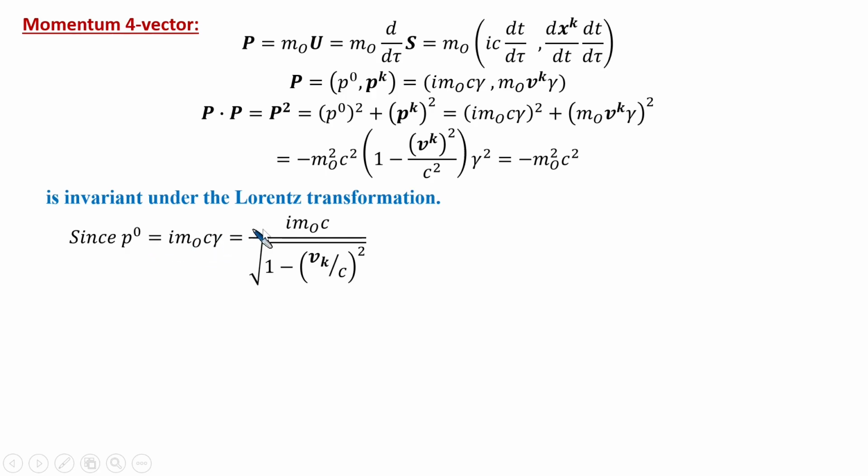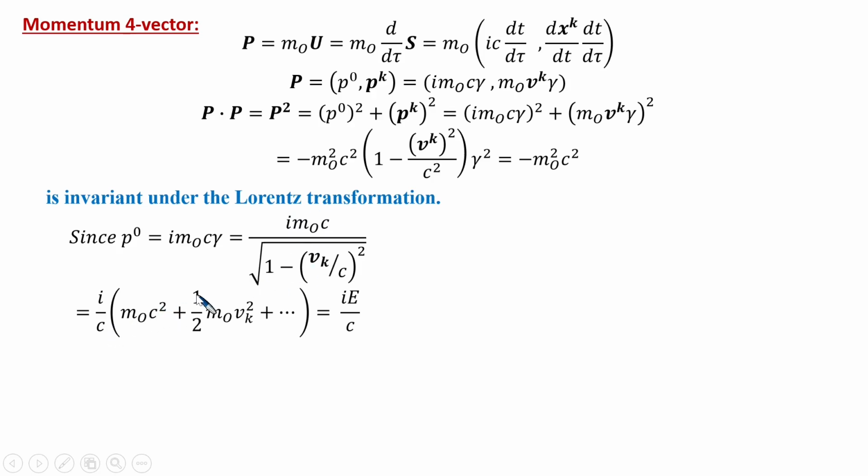Now since p naught is i m naught c gamma, which I have written here, this gamma I write as 1 by square root of 1 minus vk by c the whole square. So this becomes this quantity to the power minus half, and if I do the Taylor expansion, I'll get 1 plus half of vk by c the whole square. So in the numerator, this c and this c will get cancelled. So I will have this 1 by c I have taken common here. So this m naught c will become m naught c square, because this c and this get cancelled.